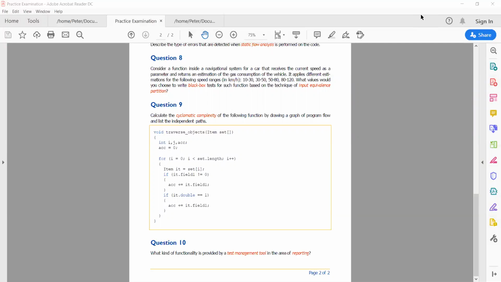Sadiq, MCQ is for how many marks? Sorry? The MCQ questions, the 9 questions. One mark each. Okay. Yeah, they're all 1 mark each.